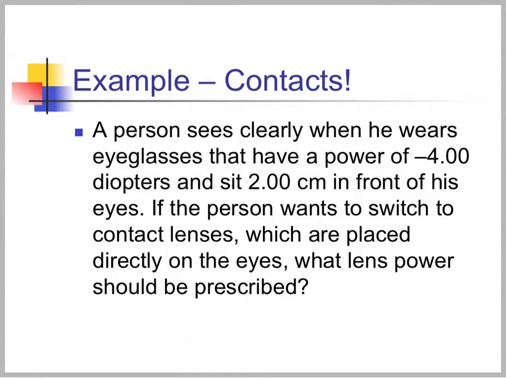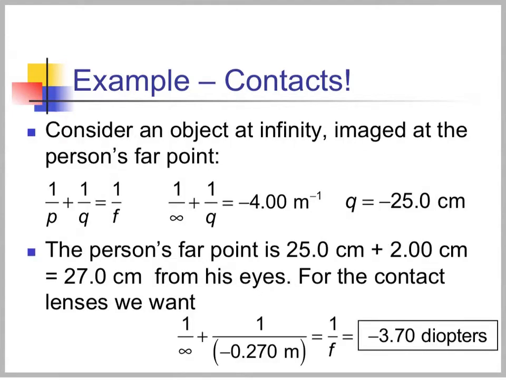If the person wants to switch to contact lenses, which are placed directly on the eyes, what lens power should be prescribed? So if we consider an object at infinity that's imaged at the person's far point, and plug in 1/p + 1/q = 1/f, p is at infinity, and we know that 1/f would then be -4 diopters. Solving for q gives us -25 centimeters. So the person's far point is 25 centimeters plus the 2 centimeters from the eye of the lens, so it's 27 centimeters from his eyes.